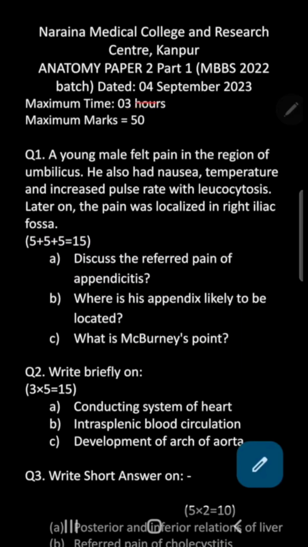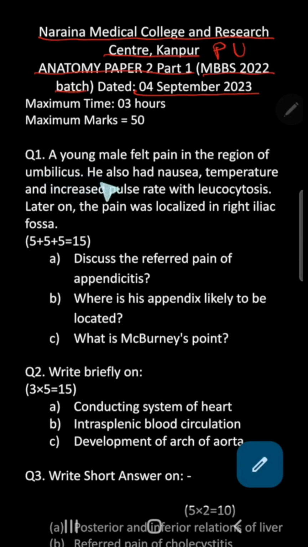Hello guys, today it's 4th of September 2023 and today at Naraina Medical College and Research Center Panki, Kanpur, there was this pre-university exam of MBBS 2022 batch students, and this you are seeing is Anatomy Paper 2 Part 1. This exam was of 3 hours and the maximum marks allotted was 50 marks. This question paper pattern is according to the ABVMU, that is Atal Bihari Vajpayee Medical University.